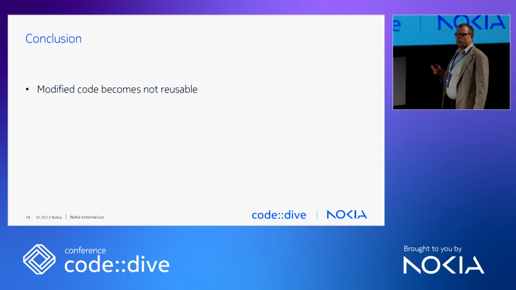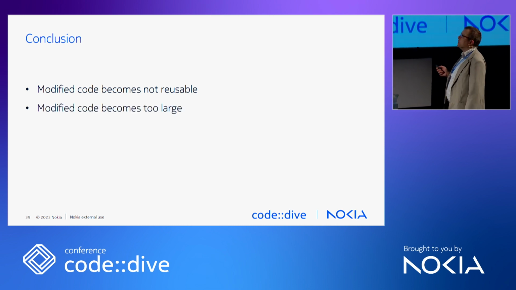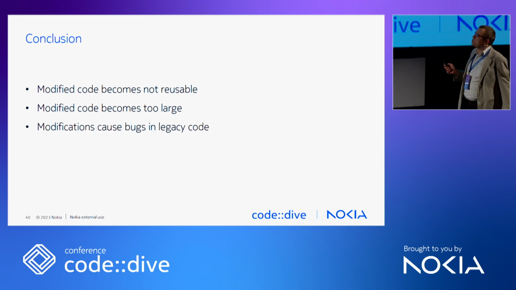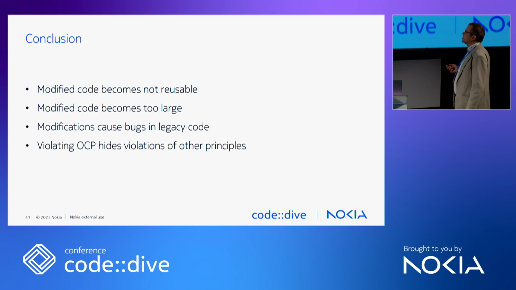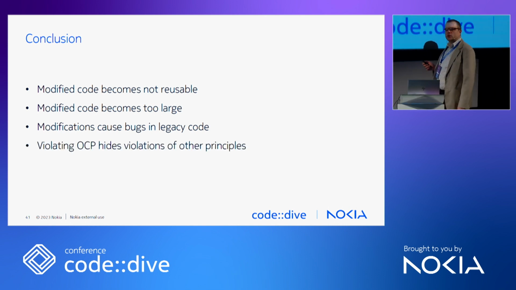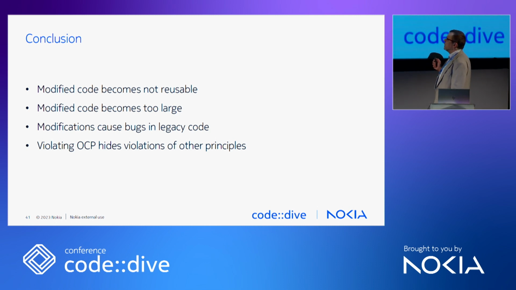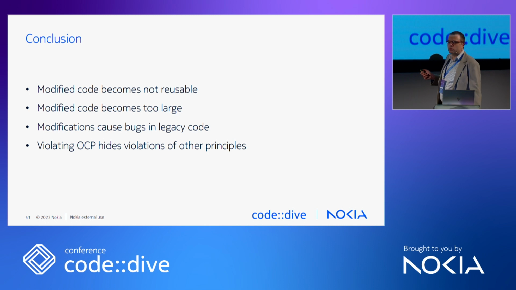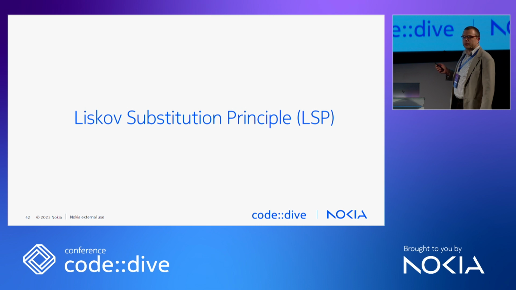So when you violate the open-close principle, your code stops being reusable. It becomes too large. You may cause bugs by not exactly understanding the whole legacy code. And open-close principle violation often hides violation of other principles. And among all, I believe that one of the most important ones is the Liskov substitution principle.